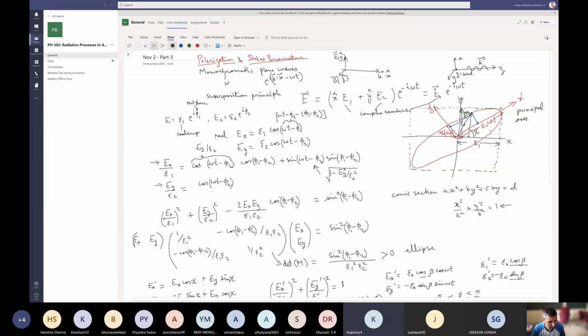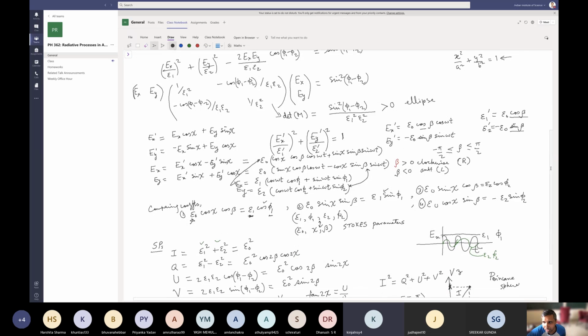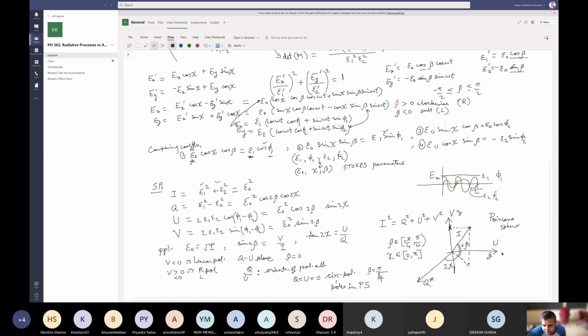Sir, you have written at one place that beta varies from minus pi by 4 to plus pi by 4, but it actually varies from minus pi to pi, right? Minus pi by 2 to plus pi by 2. This one? Beta. Just a sec.